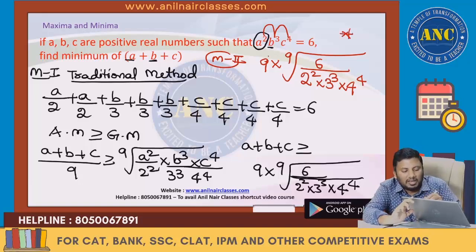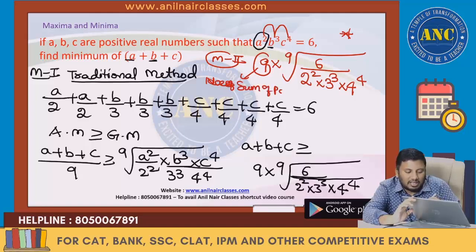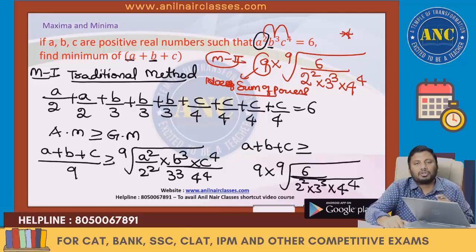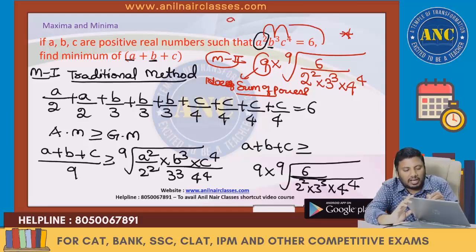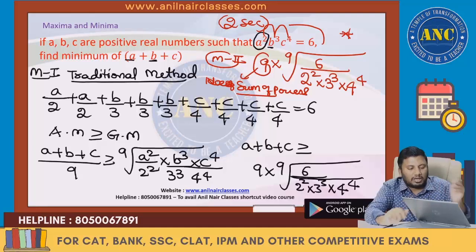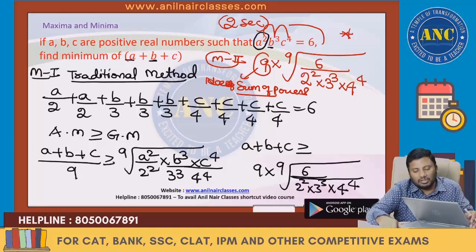Again I am explaining. What is this 9? 9 is nothing but the number of terms, or the sum of the powers. 9th root we got. If there are 9 terms in total, in geometric mean I will get 9th root. What is the value of this one? 6. Whatever power is there, assigned to that value: 2 square, 3 cube, 4 power 4. It is an easy 2 seconds approach. 9 into ninth root of 6 by 2 square 3 cube 4 power 4.